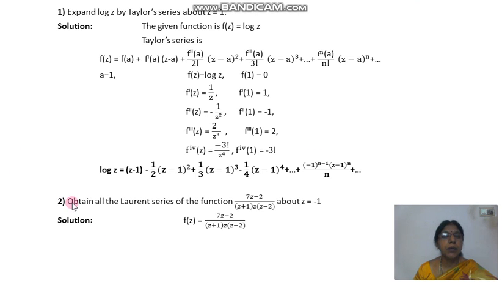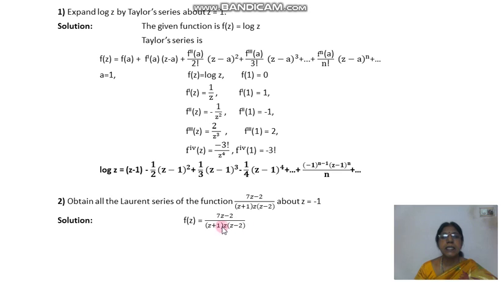See the next problem. Obtain all Laurent series of the function 7z minus 2 by z plus 1 into z minus 2 about z is equal to minus 1. Here it is given about z is equal to minus 1. Observe here. About z is equal to 1 means z minus 1 powers. About z is equal to minus 1 means, bringing it to this side, the final answer should be in powers of z plus 1.